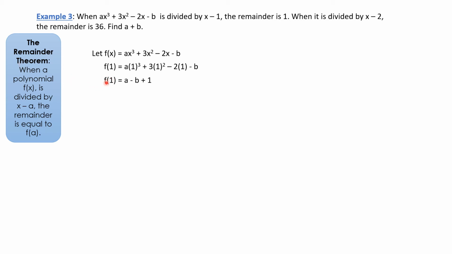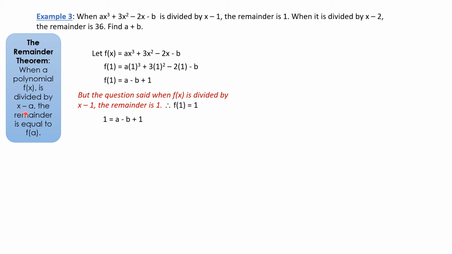But we also know that f at 1, the question said when f at x is divided by x minus 1, the remainder is 1. So f at 1 equals 1. If the remainder is 1, then I know that when I sub this f at 1 in, I should be getting a 1. So let's replace the left f at 1 with a 1 here. This all has to equal 1. So this is the remainder theorem.